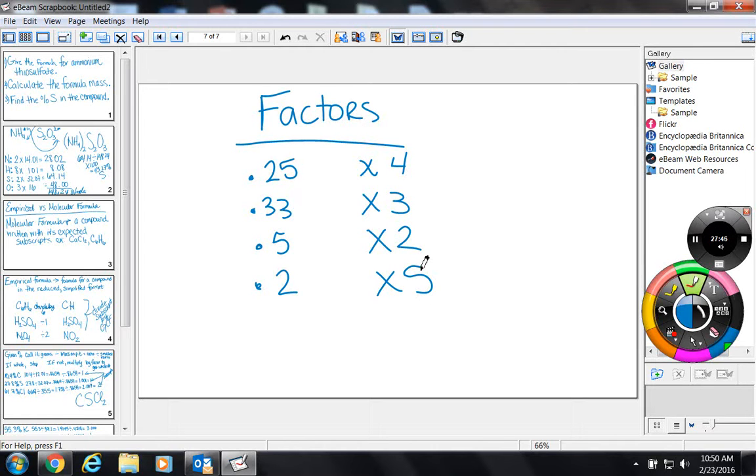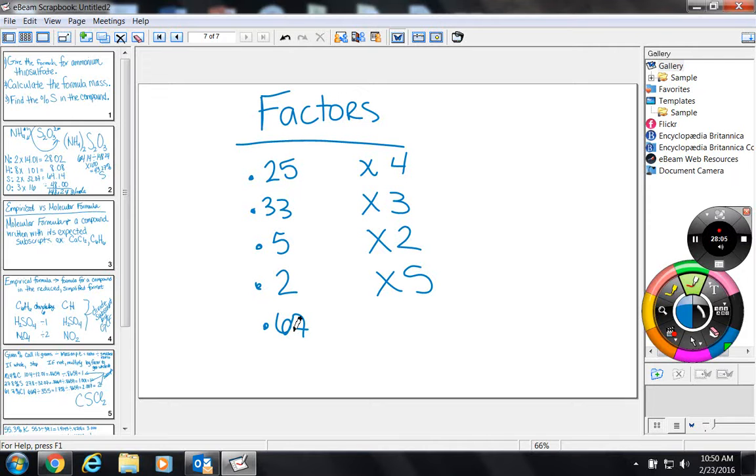If it was 0.67, that's the same thing as 0.33, right? You just want to get to a whole number. It's not going to get to 1, but it's going to get to some whole number.